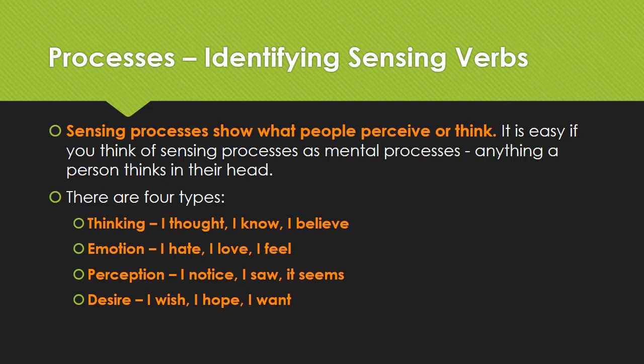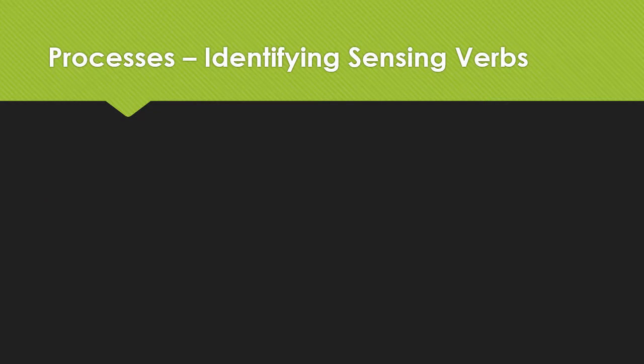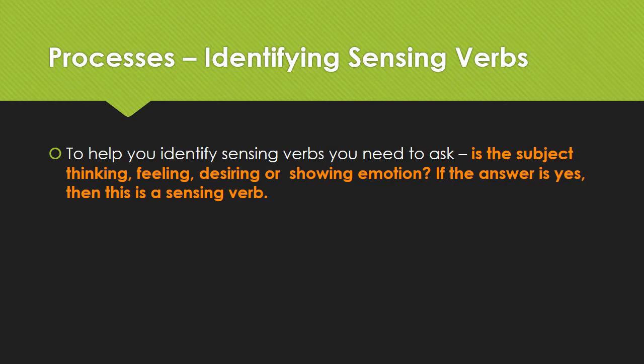These can be a little bit more difficult to identify, as we are very used to identifying action or doing words, and we sometimes forget that these are also verbs or sensing processes. To help you identify sensing verbs, you need to simply ask, is the subject, so the person or the thing that the sentence is about, thinking, feeling, desiring, or showing emotion? If the answer is yes, then this is a sensing verb.